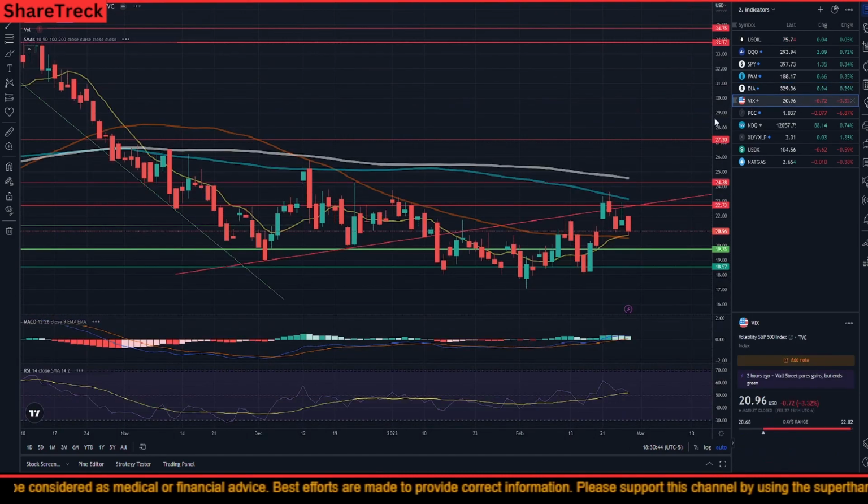And if you look at VIX, it has already gone above 20, and it's getting support from 2 simple moving averages. And MACD is bullish and momentum is still above average. So that's the situation with VIX.